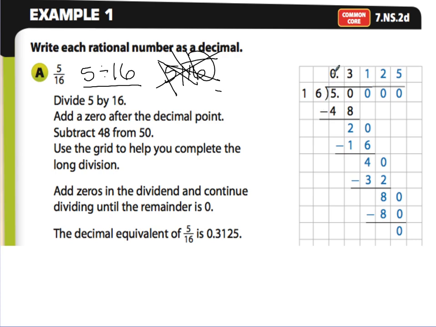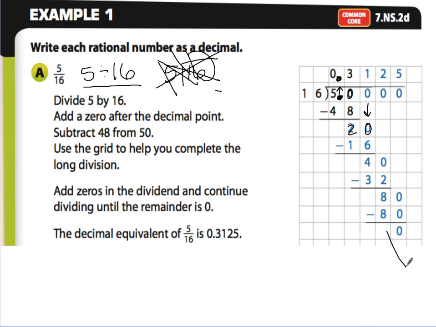Well, I know 16 can't go into 5, so that's where I have to put that 0. In order to add zeros afterwards, though, I have to add that decimal. And once I add the decimal, I'm going to bring it straight up and add it here. And now I can add this 0 and say, okay, how many times does 16 go into 50? Well, 16 goes into 50 3 times. 3 times 16 is 48. I subtract and I get 2, and then I bring down my 0.